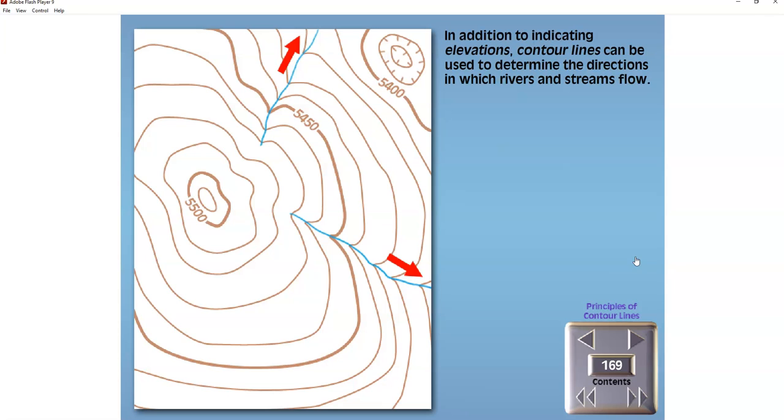In addition to indicating elevations, contour lines can be used to determine the directions in which rivers and streams flow. Right, so again, as we talked about earlier, the contour lines make V shapes. So you see, here's a river here. These contour lines make that V when they cross. When they cross a river, they make a V. The V's point upstream or uphill. Rivers don't flow uphill, right? They flow downstream. So in this case, this river right here is flowing, you could call that east, maybe even slightly southeast, east-southeast. This one over here, again, notice the V's. The V's are pointing toward the southwest, so this river's flowing toward the northeast. Opposite the V's.